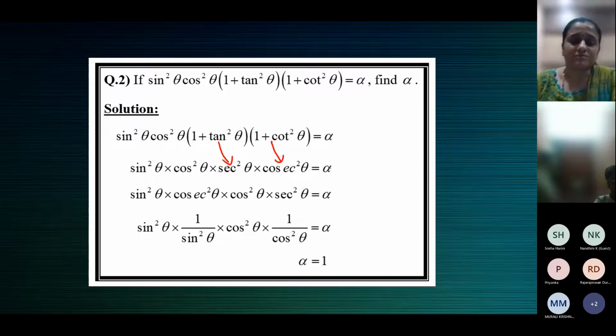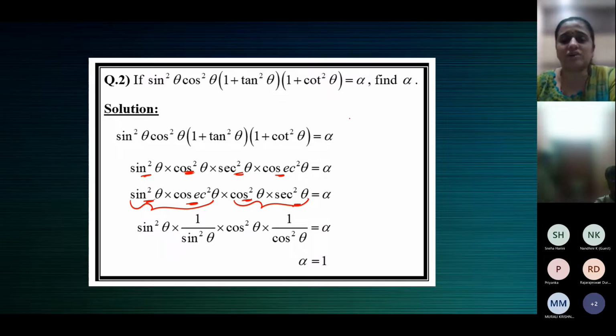is equal to alpha. Now, we know that sine theta and cosecant theta are reciprocal ratios, and similarly cos theta and secant theta are reciprocal ratios. So we group them. We write sine square theta and then we bring this cosecant square theta here, and then cos square theta and then secant square theta here. It's like we're grouping these two and these two. We just write in a different order.